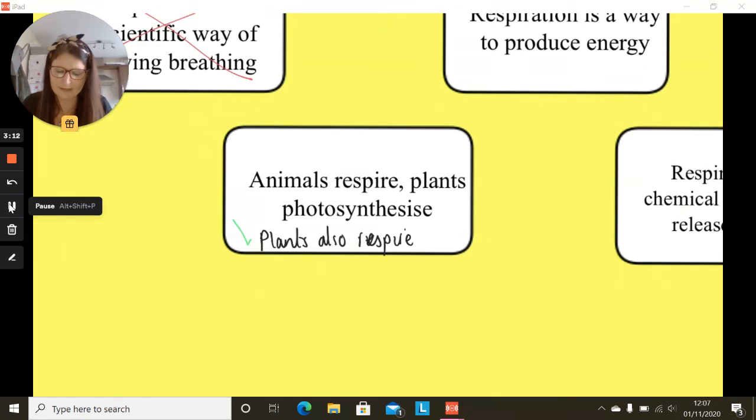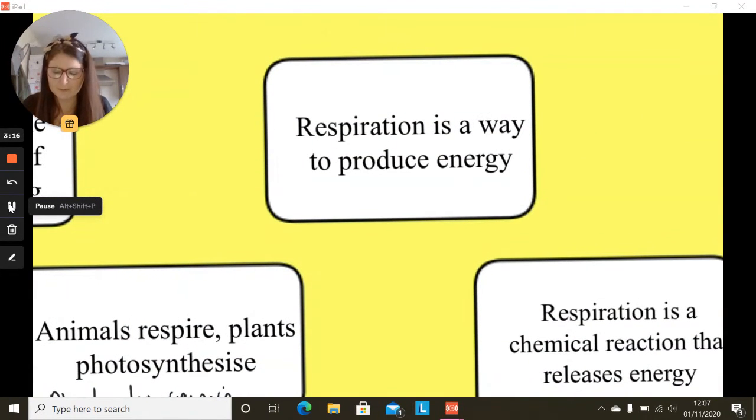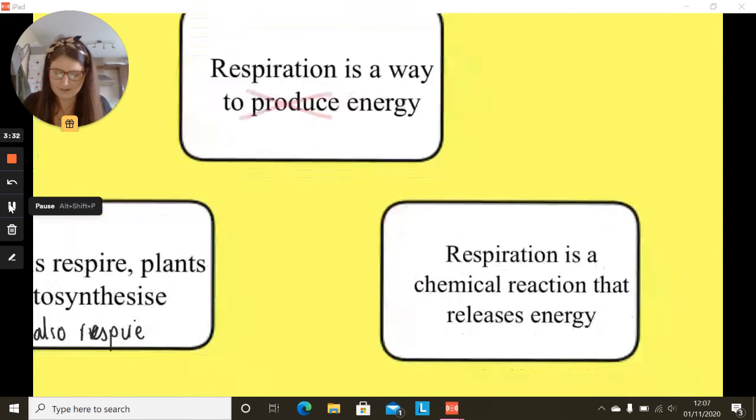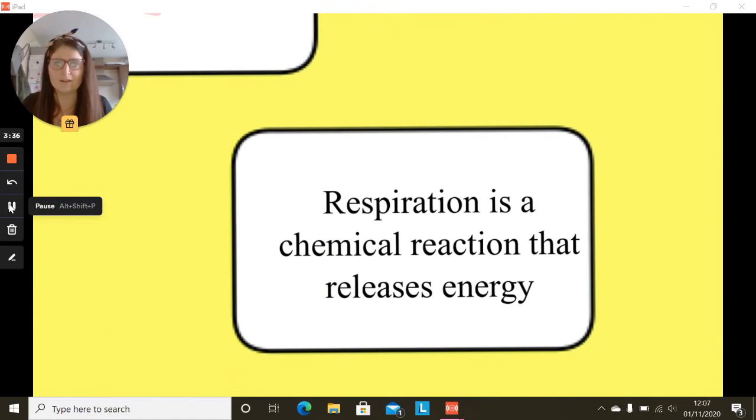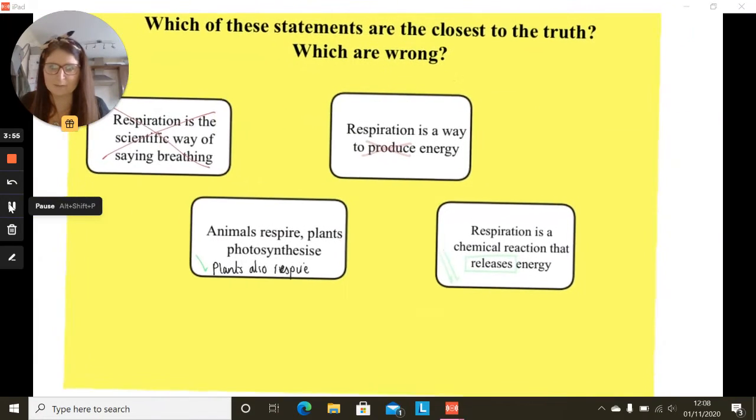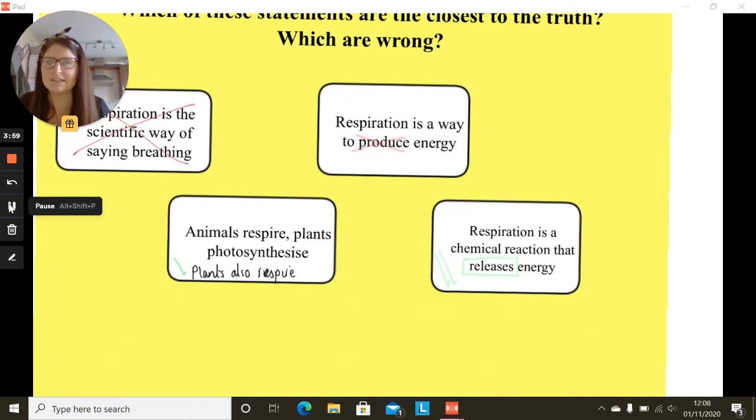Then if we look at our next statement, we've got: respiration is a way to produce energy. This is where we think this is the correct one. However, we don't use the word produce. Energy isn't produced in respiration, so that statement is incorrect. When we then look at our last statement, we've got: respiration is a chemical reaction that releases energy. That's the key point here, it is energy that is released from respiration. So this one is correct, so I'm going to give it two big ticks. If anybody asks you what respiration is, it's a chemical reaction that releases energy.